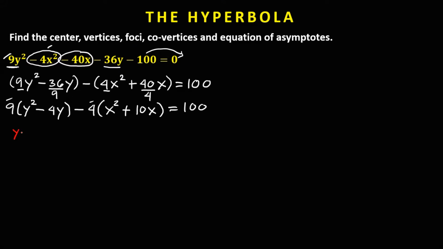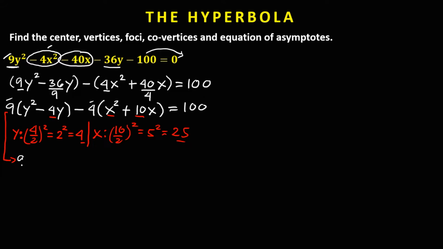Then we can do now completing the square. So for y, just take this number, that's 4 divided by 2. Take the square. 4 divided by 2 is 2, and 2 squared, this is 4. Then for x, take this number, that's 10 divided by 2 to the power 2. This one is 5 squared, and 5 squared is 25. Then we need to add these numbers to this equation.